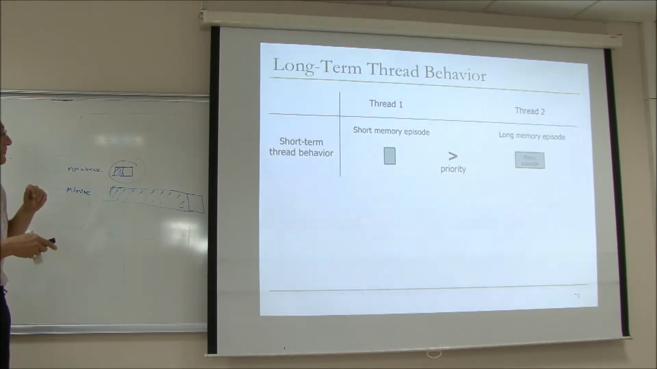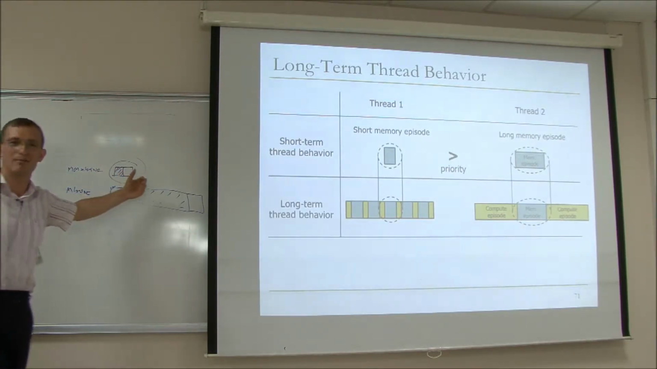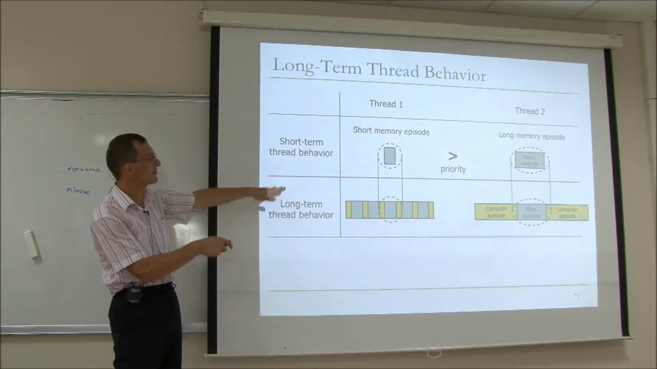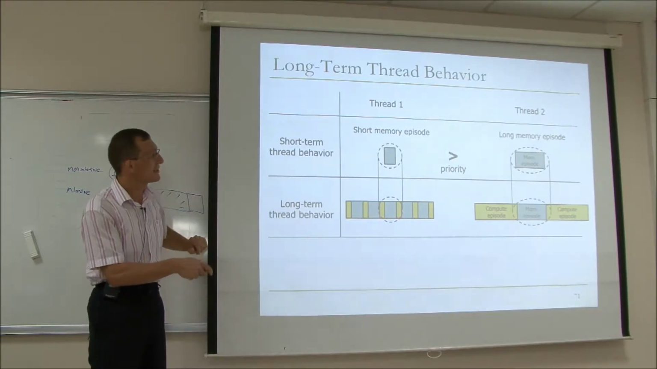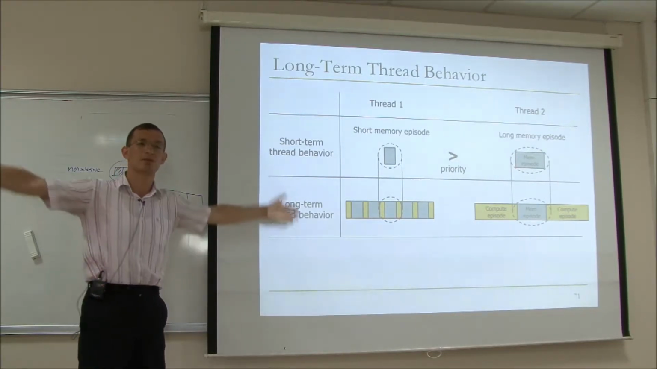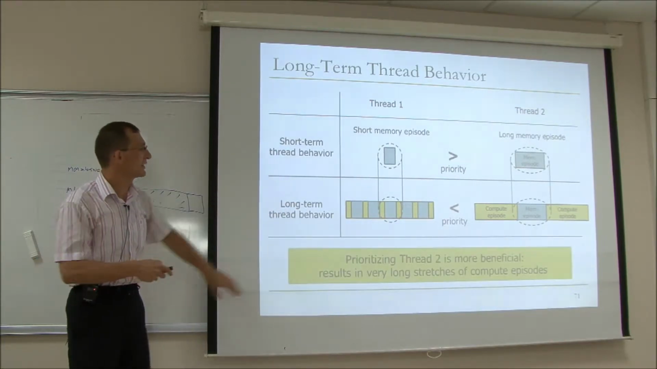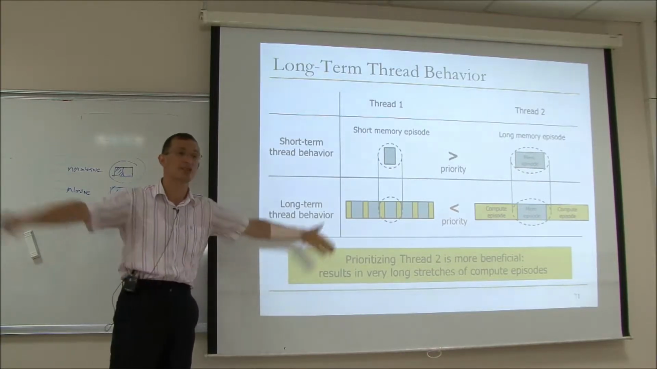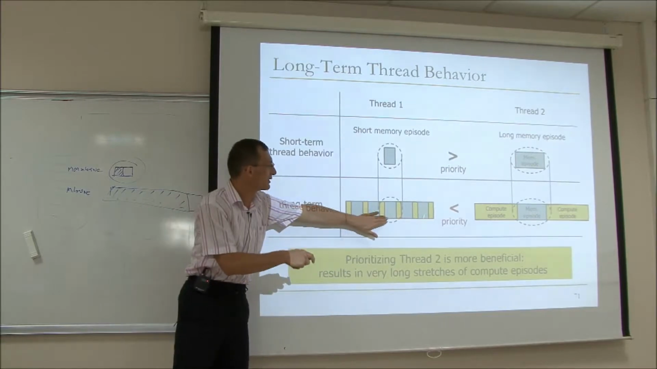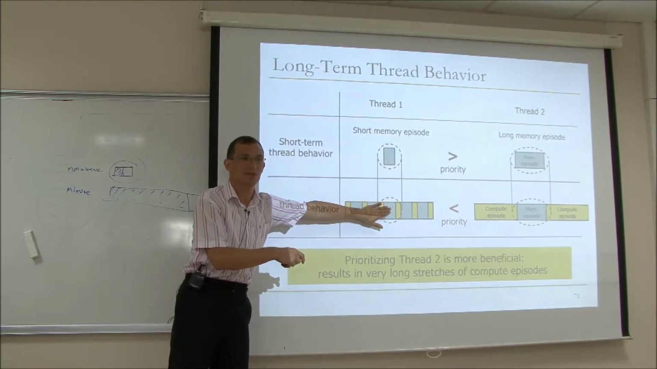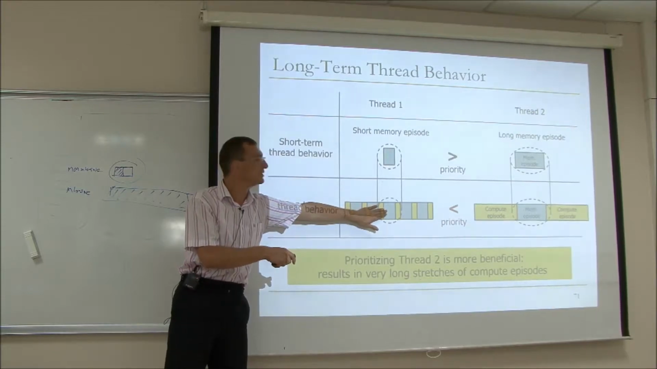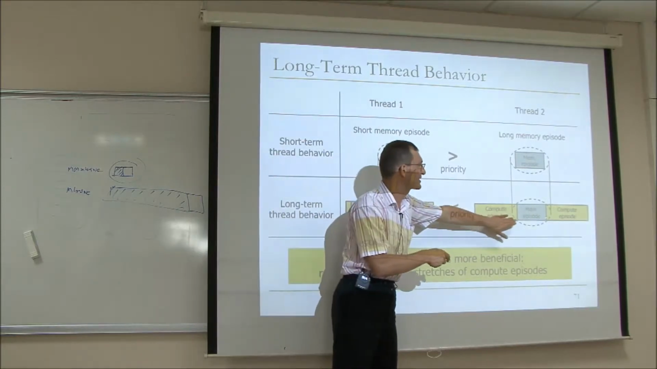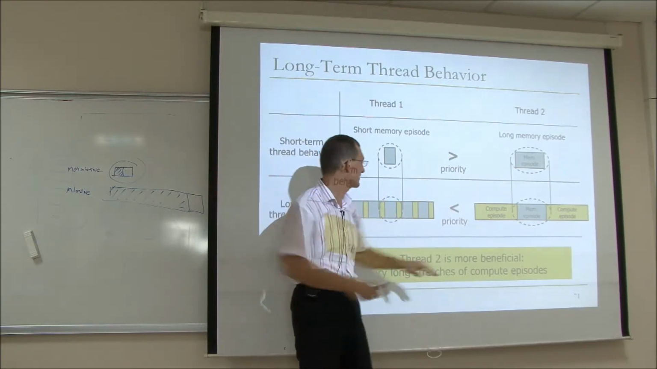But if you look at the long-term behavior, if you have a bigger picture, this thread may go back to a very short compute episode and then go back to the short memory episode again, right? Whereas this thread, after it finishes its memory episode, will compute for a long time. You would really like to prioritize thread 2 in this case, right? Because it's more beneficial, because it results in very long stretches of compute episodes where this thread's memory episodes can be serviced, right? So we'd like to do that. Ideally you would really like to prioritize the threads that have long compute episodes rather than short memory episodes.